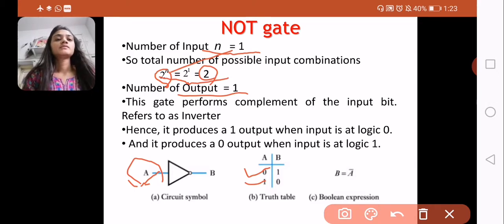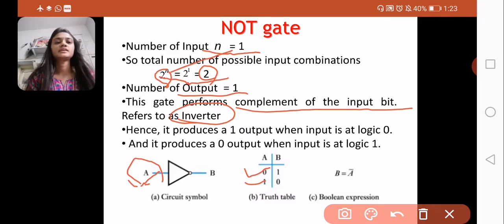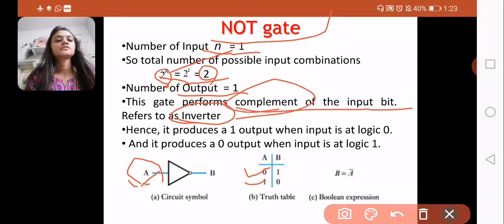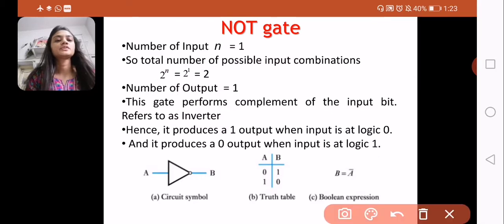Now what does the NOT gate perform? It will give the complement of the input bit. For that, it is also known as inverter. In the exam, sometimes it is asked to write a short note on inverter gate. So you have to write NOT gate. Complement means whatever you give in the input, it will produce the opposite of it. That means if you apply 0, it will produce 1. If you apply 1, it will produce 0.